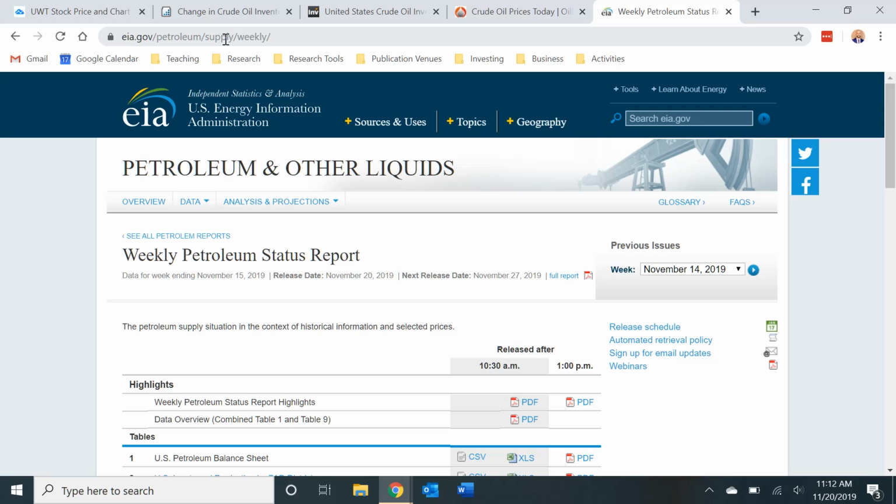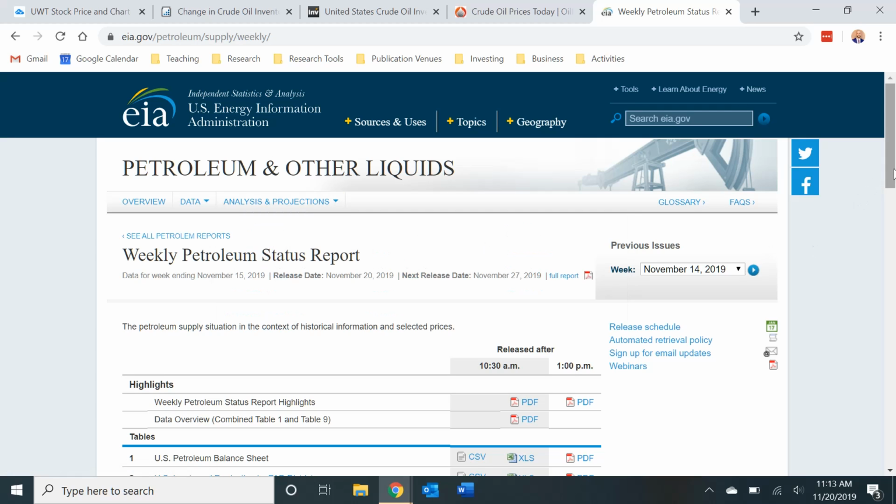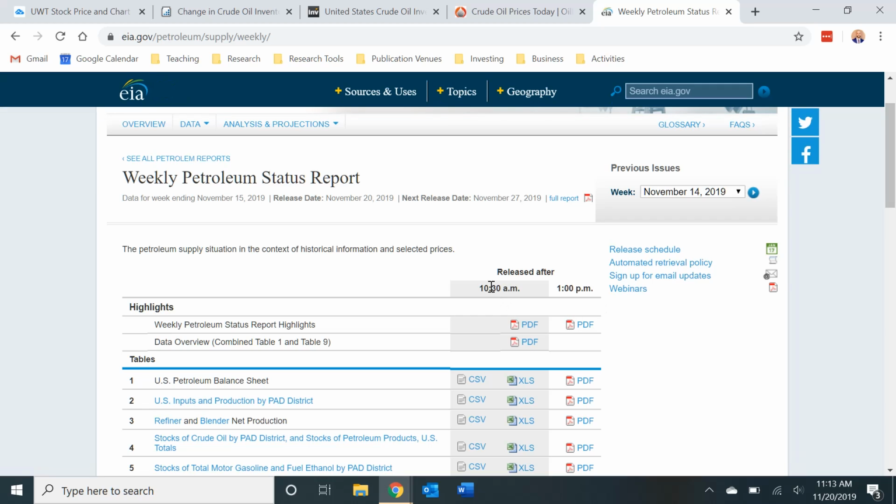EIA.gov/petroleum/supply/weekly. This is our weekly petroleum status report, and the critical link is right here. You can see it's released after 10:30 a.m. Eastern Time. The weekly petroleum status report highlights. This is all you need, is this highlight report right here.